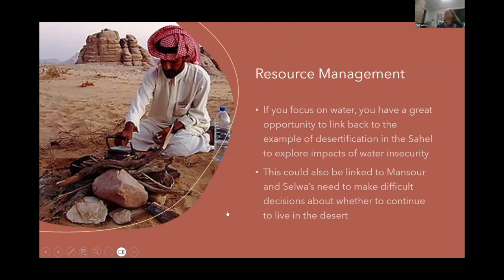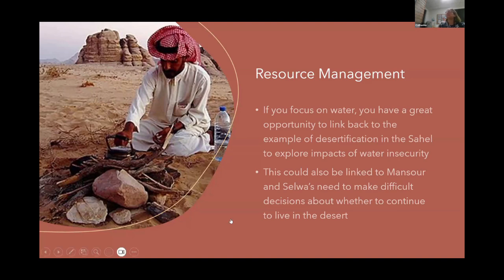So again, if you focus on water, you can link that back to the desertification section of the ecosystems topic, where we've looked at the Sahara Desert, looking at the Sahel, looking at the impacts of water insecurity. And we can link that back to Mansour and Selwa, because their decision whether to continue to live in the desert was being driven by the fact that water was so short. But there are more topics.